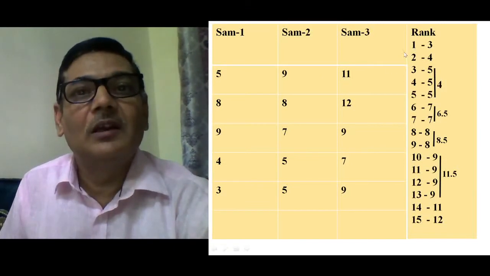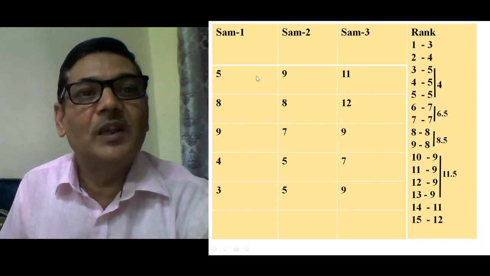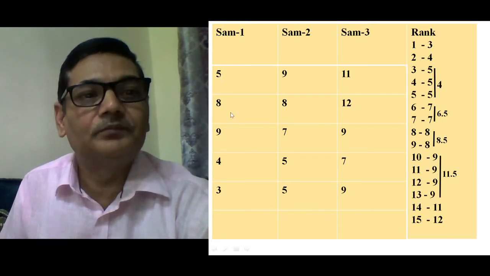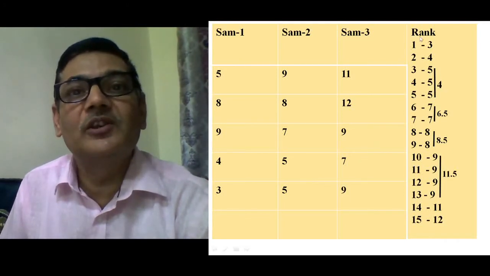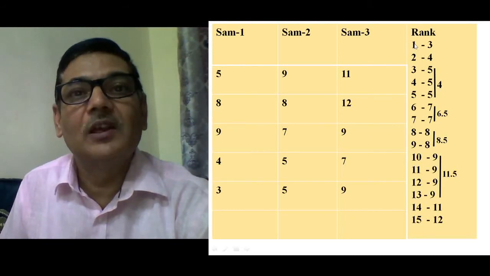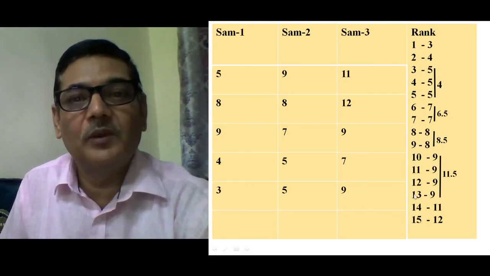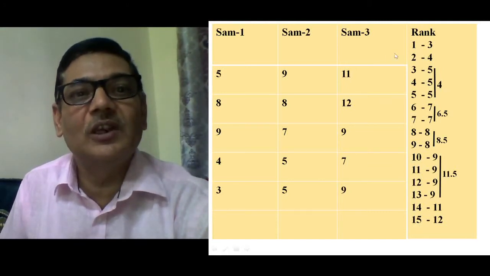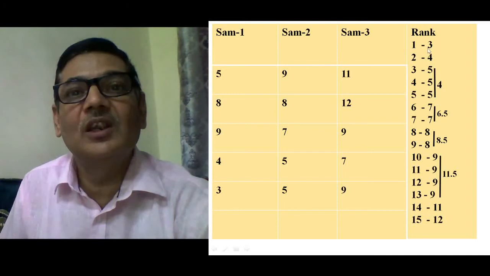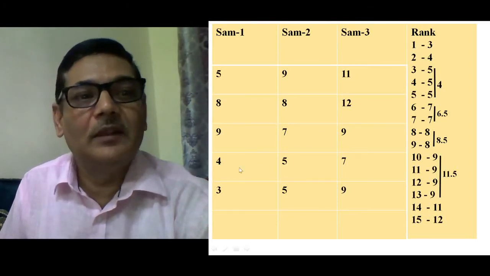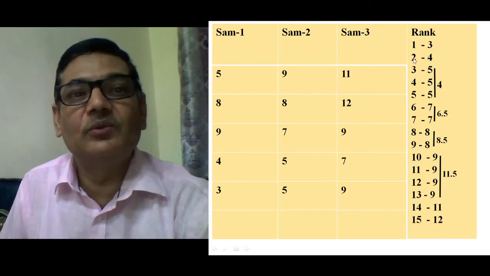Here I have shown the ranking pattern. What we actually do is count the total number of observations, and we find that a total of 15 observations are there. So it's better to write all these 15 numbers starting from 1: 1, 2, 3, 4, 5, 6, like this, up to 15, because a total of 15 observations are there. Then we start seeing which number is the lowest one. We come to know that 3 is the lowest number, so I have written 3 here. It means 3 is ranked as 1. Then the next number is 4, which is ranked as 2. The next number is 5, but it is coming 3 times.